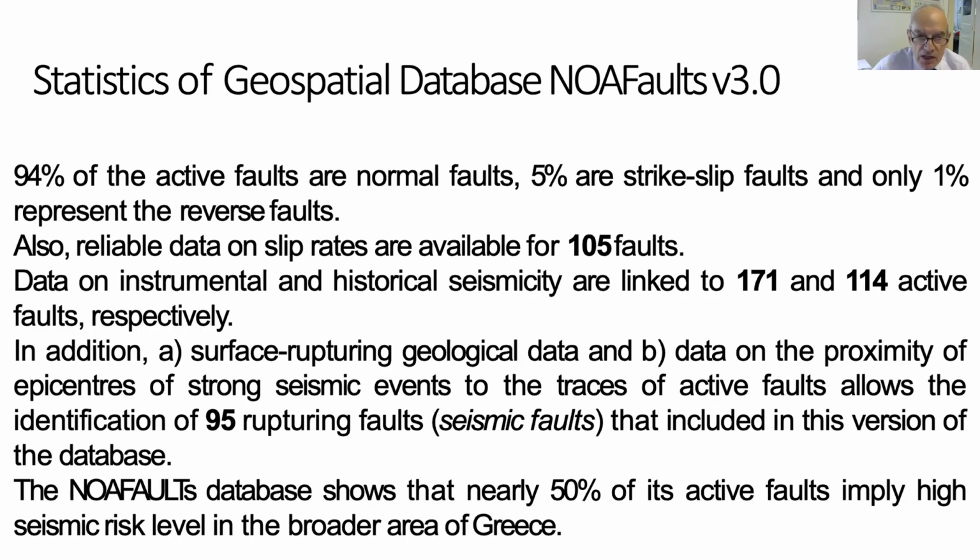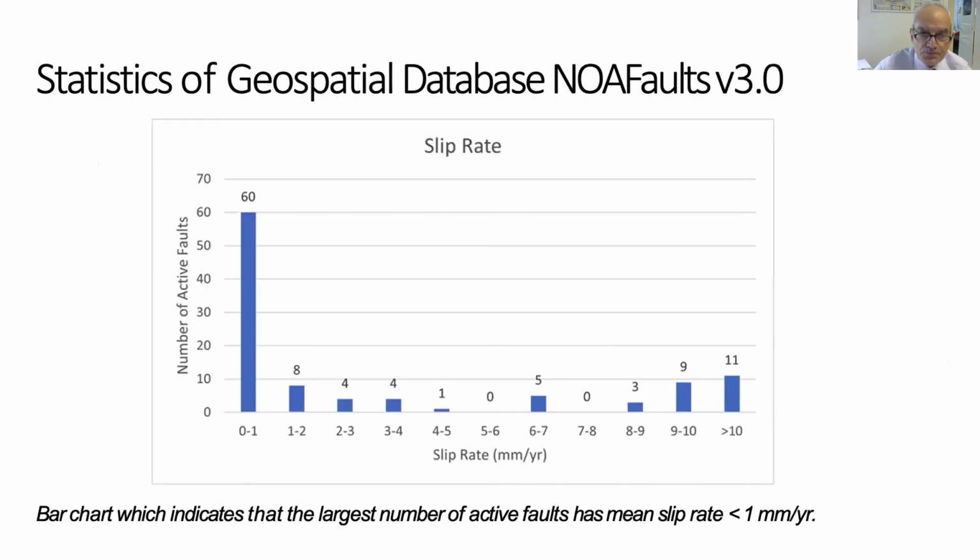We have reliable data on slip rates on 105 of these faults. And also we collected data on surface rupture and proximity of epicenters of strong earthquake events to the traces of active faults, which allowed the identification of 95 seismic faults in this database. In our database, nearly 50% of the active faults imply high seismic risk in the broad area of Greece. This is a variation of the slip rate data we have. So we see here that almost 60 faults have slip rates below 1 millimeter per year.